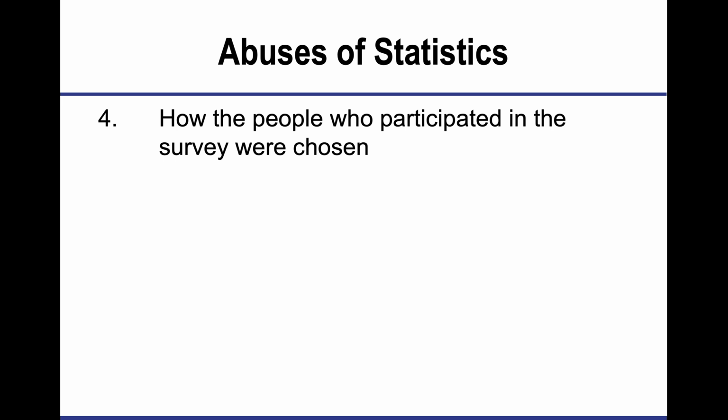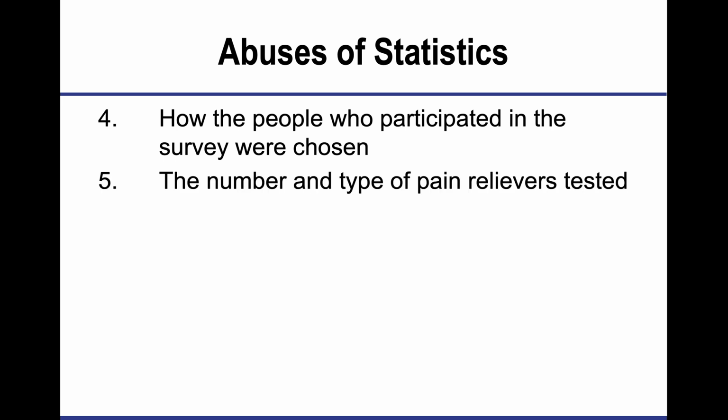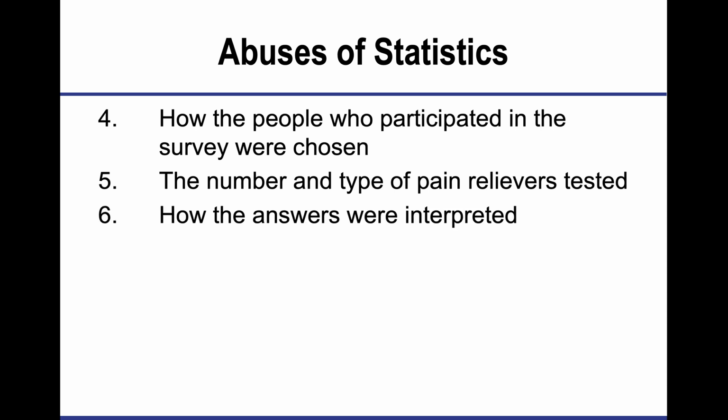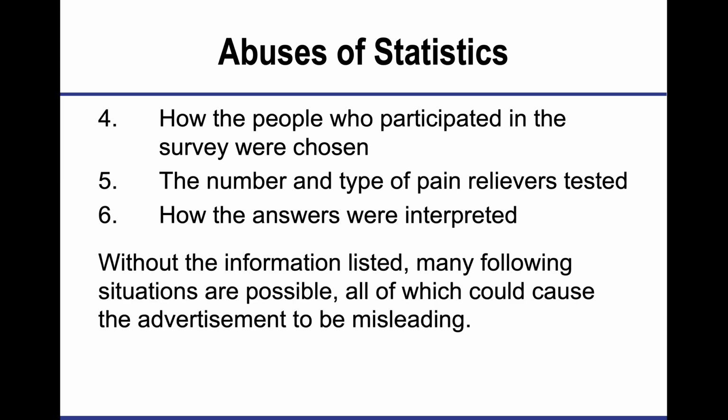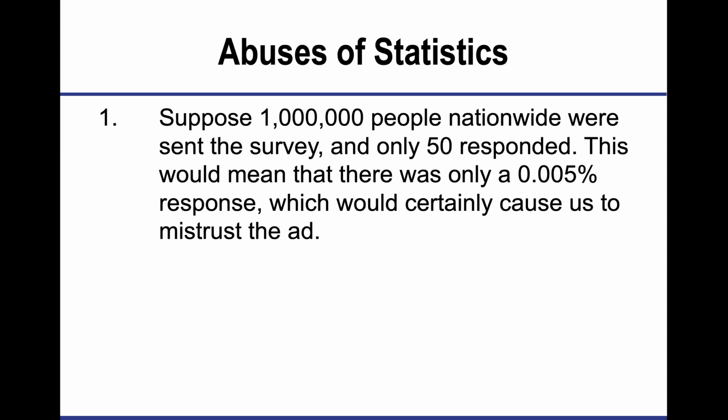Also, how were they chosen? Were they actually taking the medicine as compared to not taking it? And then how many types of painkillers have they tried? Have they tried Advil, Tylenol? I need more information than that. How were their answers interpreted? Was it a scale of 1 to 5? Was it a yes, no? Without all of that information, I really don't know a whole lot about this 98% figure. There's a lot more questions than that number provides me with.